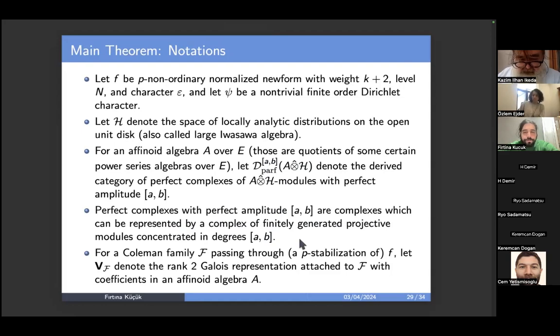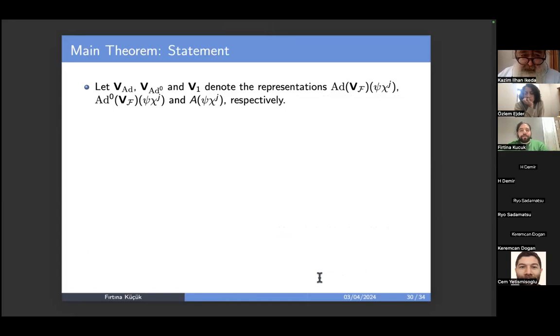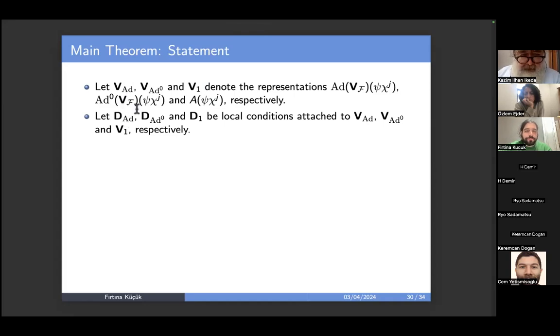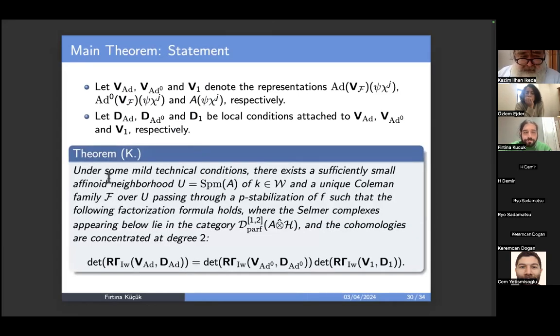For a Coleman family passing through f, a p-stabilization of f, let V_F denote the rank 2 Galois representation attached to the Coleman family, and this is the ring of the Coleman family. And we have our representations: this is the rank 4 one, this is the rank 3, and this is the rank 1 representation. And we can attach some local conditions at p, which is necessary to define the Selmer complexes. And my theorem is this. Under some mild technical conditions, there exists a sufficiently small affinoid neighborhood inside the weight space, with ring of the algebra A, and a unique Coleman family F passing through a p-stabilization of f, such that the following factorization holds.